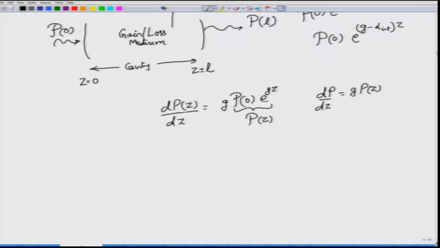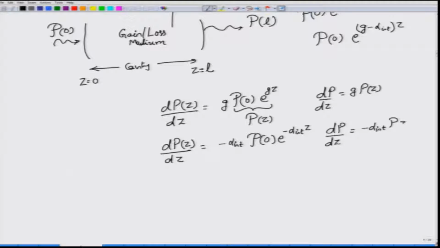Now, of course, you can also derive another equation for the loss. In case you are only looking at the loss term, then alpha int will come out and then you still have P of 0 e to the power minus alpha int of z. So, another equation that you are going to get will be dP by dz is equal to minus alpha int times P of z.